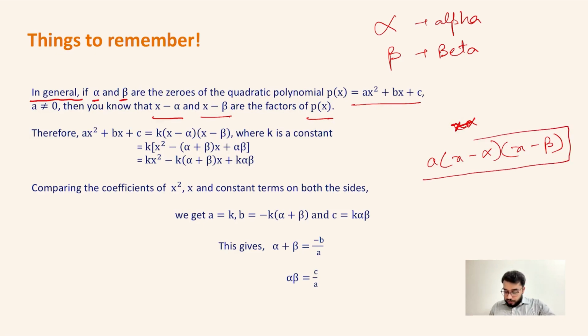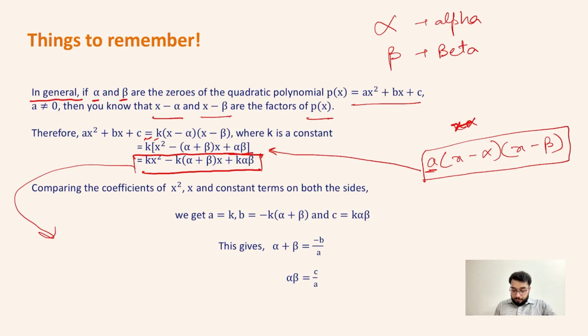If we open this bracket, that would bring us here. That is k. Instead of a, they have written k. It means the same thing. So k x square minus k times alpha plus beta x plus k alpha beta, right? And if we open it, this is the expanded form of the polynomial that we get, right?